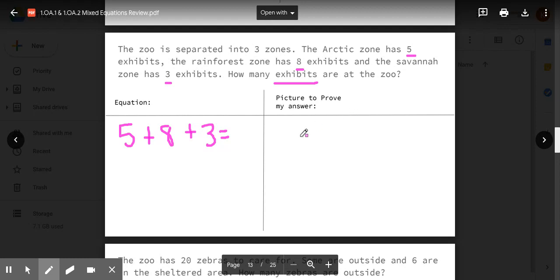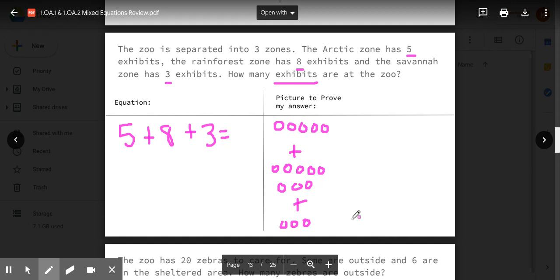In my first exhibit, I have 5. 1, 2, 3, 4, 5. Then I have 8. 1, 2, 3, 4, 5, 6, 7, 8. And then 3. 1, 2, 3.